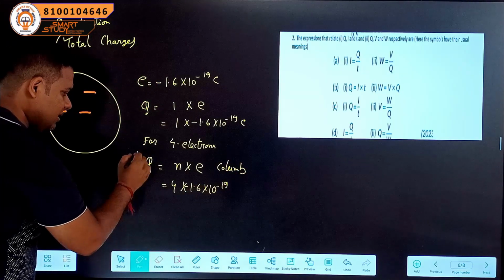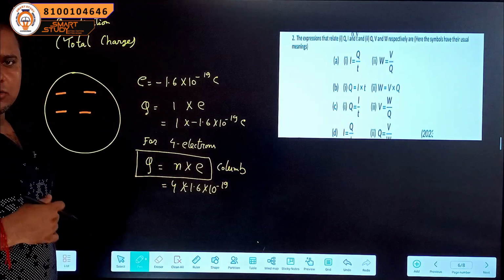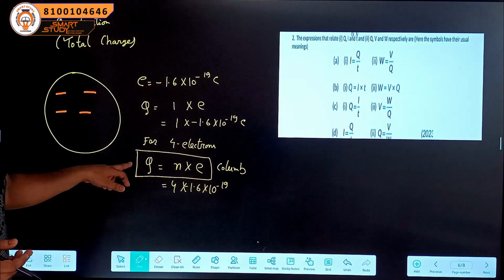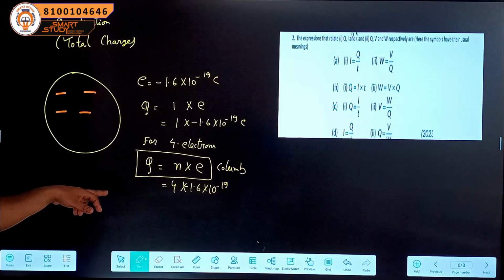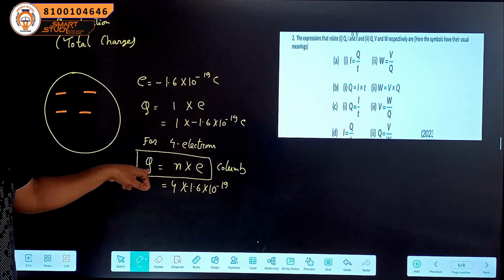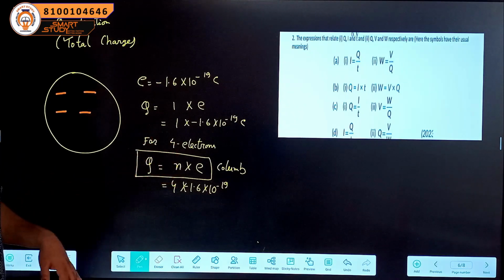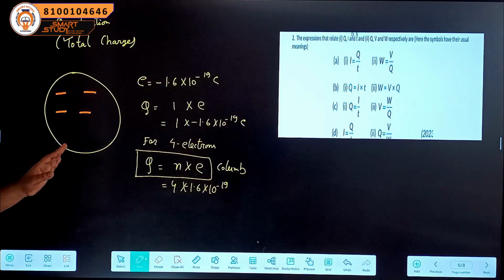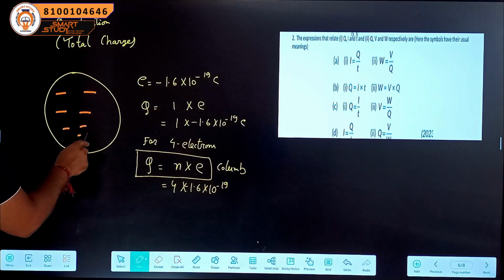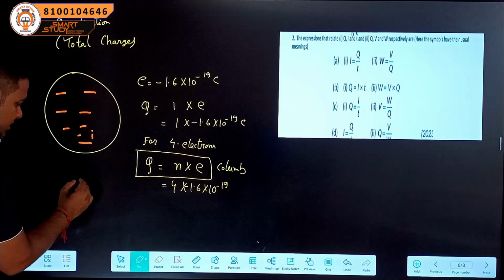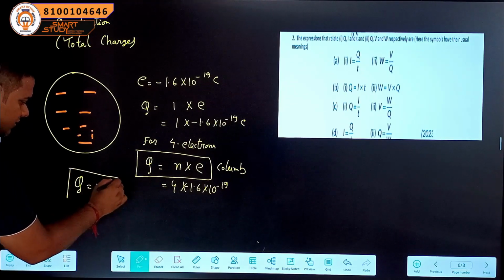And you should remember this formula also. Sometimes in your questions directly they ask how many electrons are there in a particular body. They will give the total charge, then you have to find the total number of electrons using the formula. So now we know that if there are n electrons, then the total charge is Q equal to n e. Okay, we got the formula.